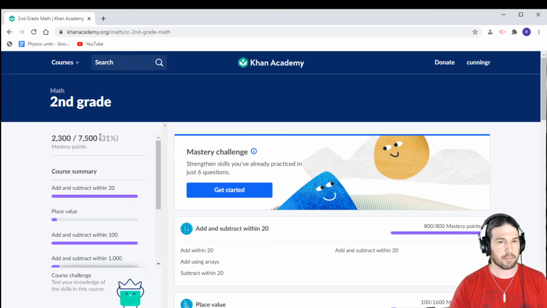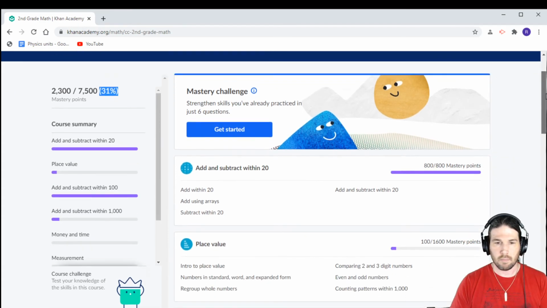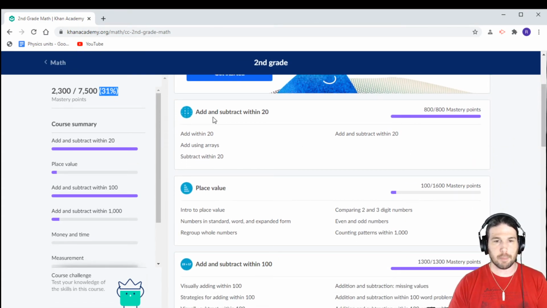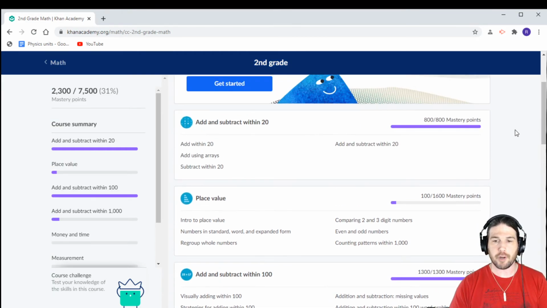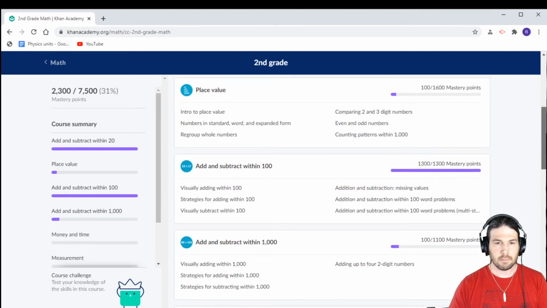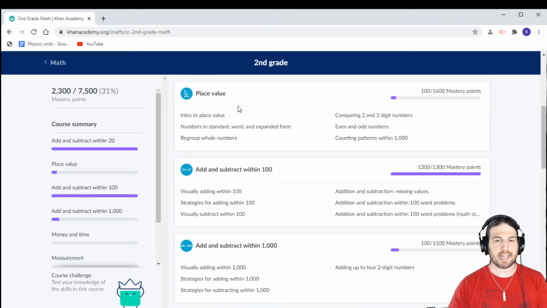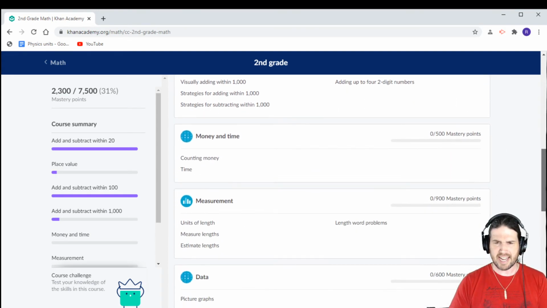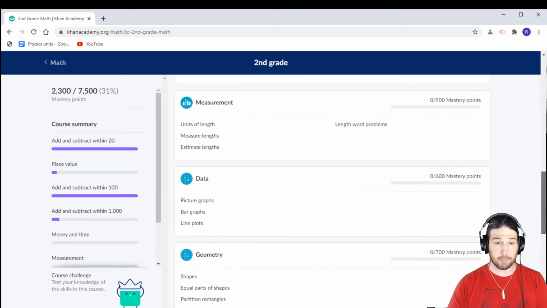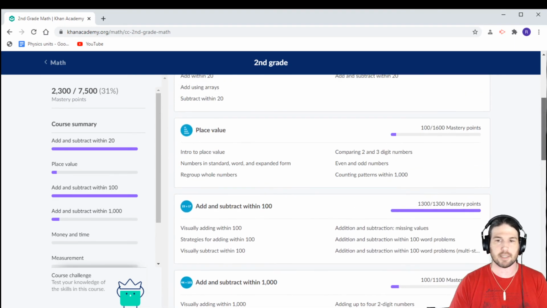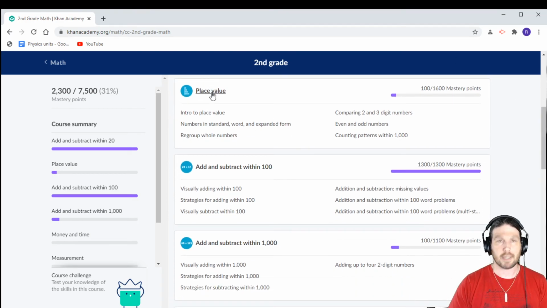We are 31% of the way through second grade. We have finished up add and subtract within 20, add and subtract within 100, because for some reason I skipped ahead. That's fine. So we're probably looking at place value and add and subtract within 1,000 today. The next few topics after that are pretty short, so I might be able to work one of those in, but no promises. Let's take a look at place value.